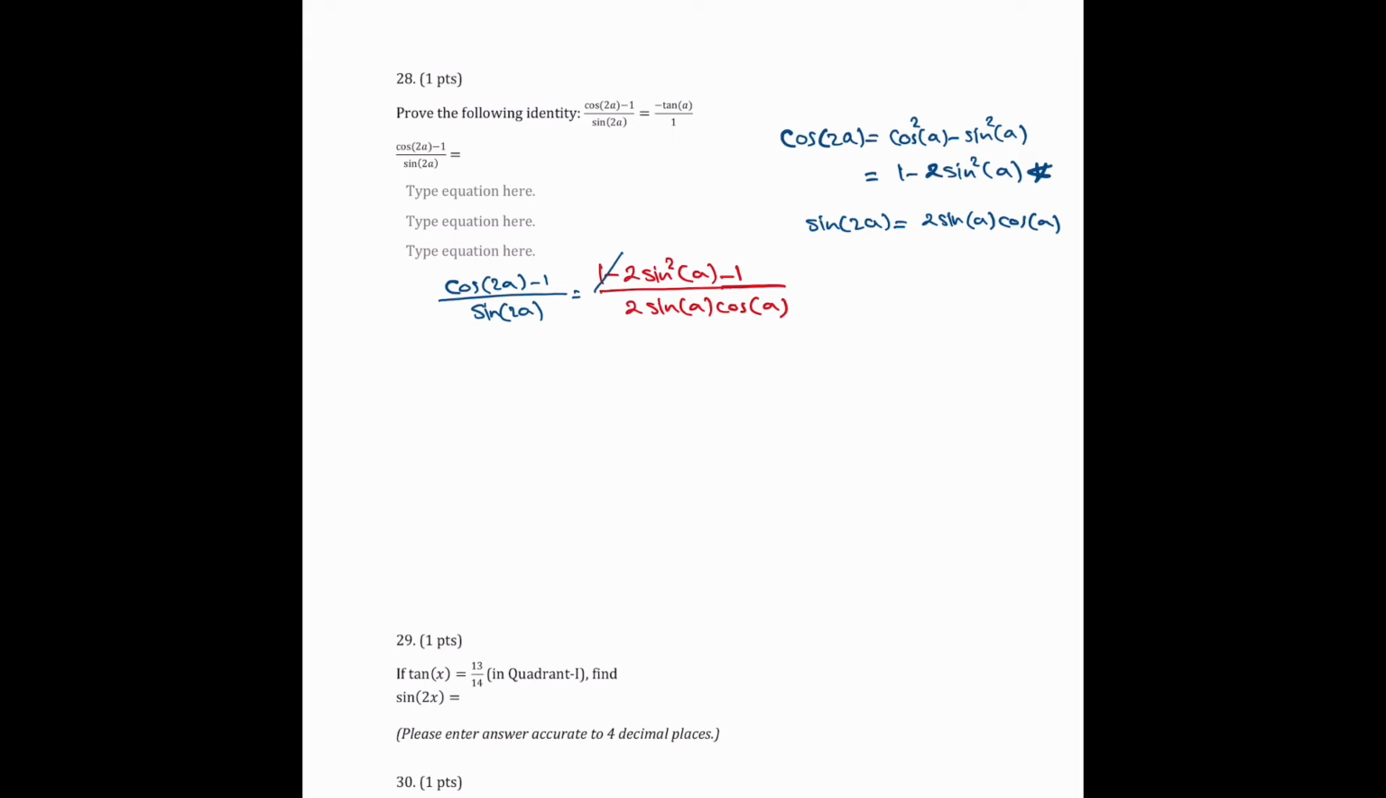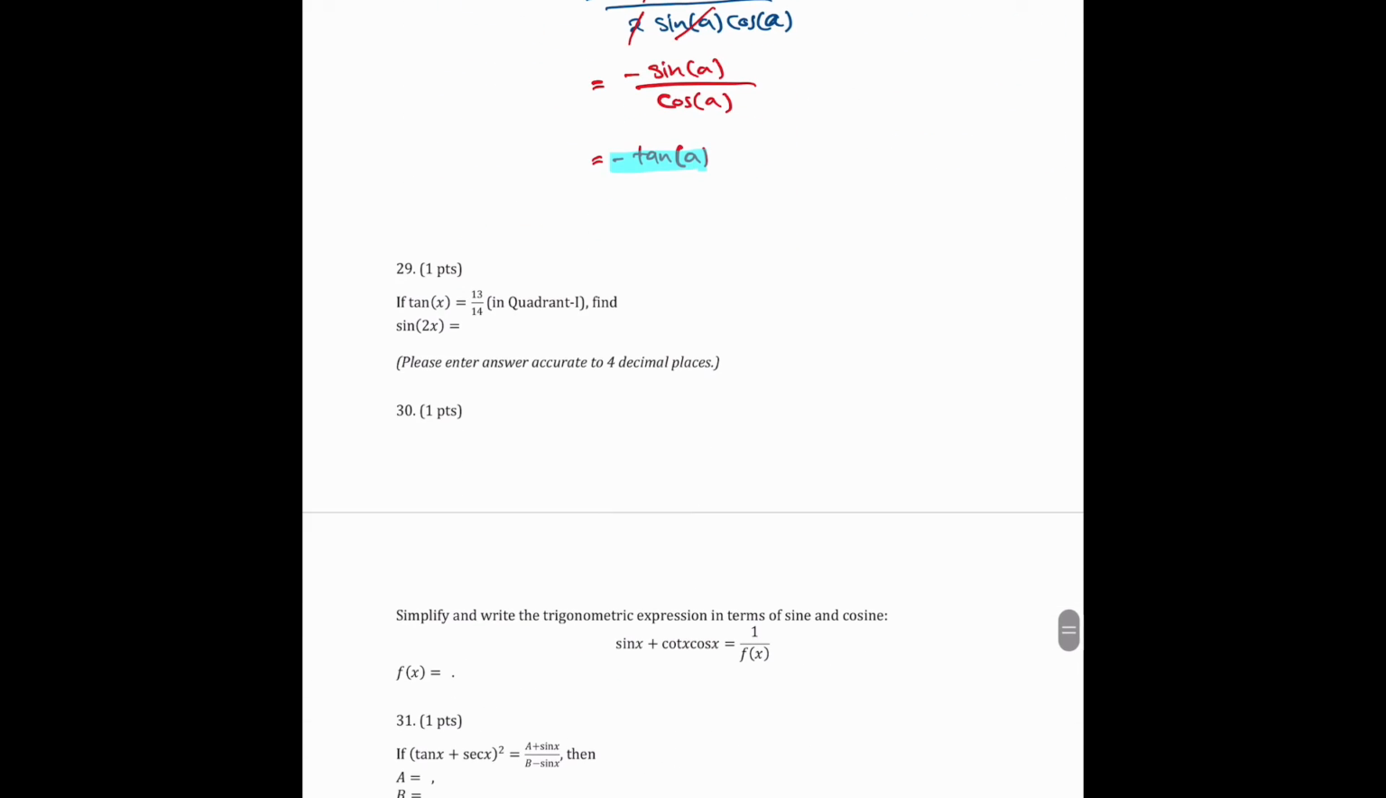Notice immediately how 1 is going to cancel with 1. I will have negative 2 sine square a divided by 2 sine a cosine a. Again, this 2 is going to cancel with that 2. One of these sines is going to cancel with that sine. You will have negative sine a over cosine a, which is negative tangent a over 1, or whatever. It's the same thing. So that is how you prove it. So the left-hand side is equal to the right-hand side.